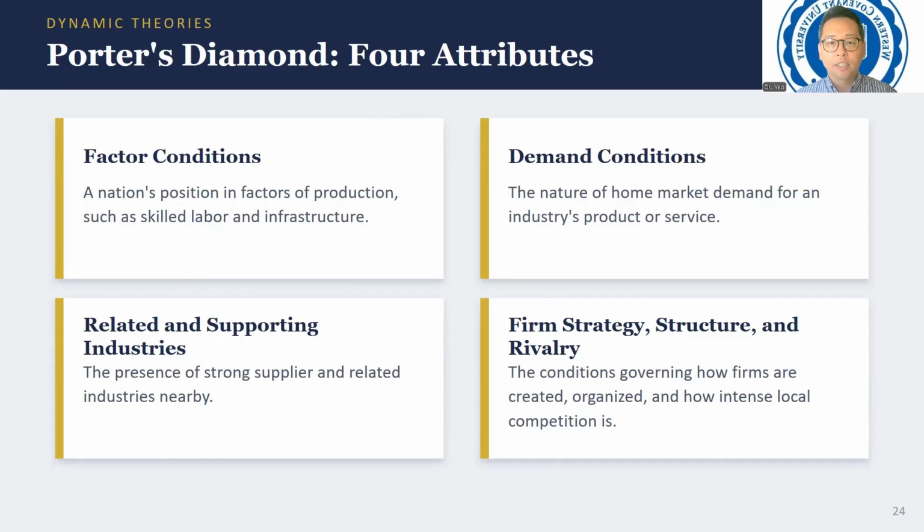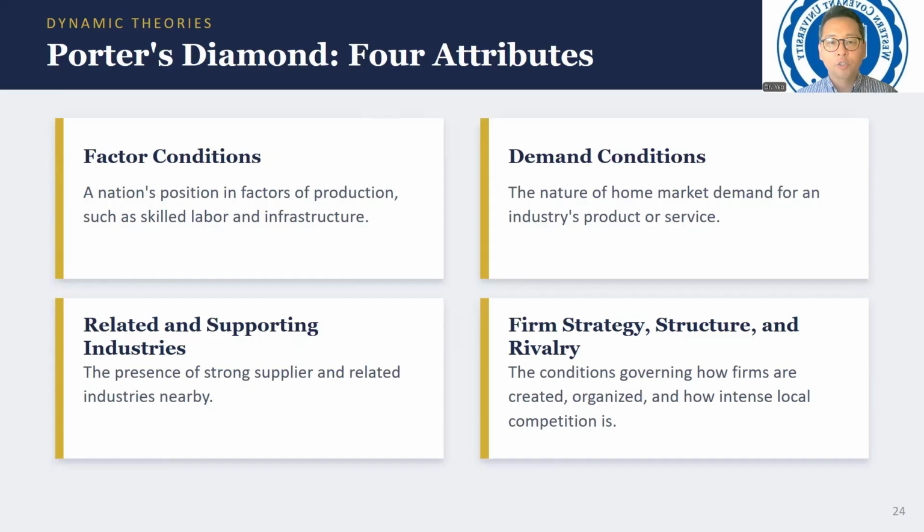Second, demand conditions. This is the nature of the home market demand. If local customers are sophisticated and demanding, local firms are pushed to innovate faster. Third, related and supporting industries. Having strong suppliers and related industries nearby creates a whole cluster of expertise that helps everyone improve.